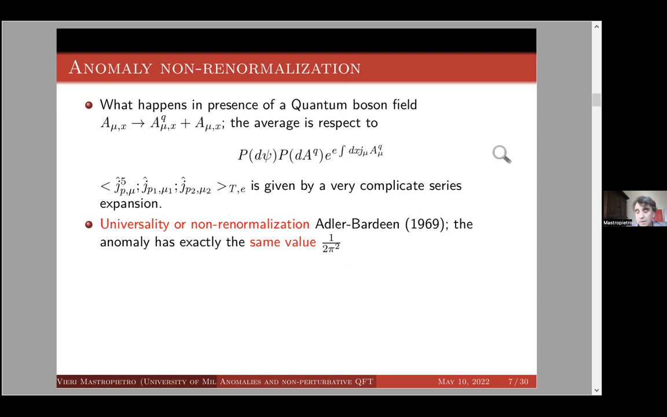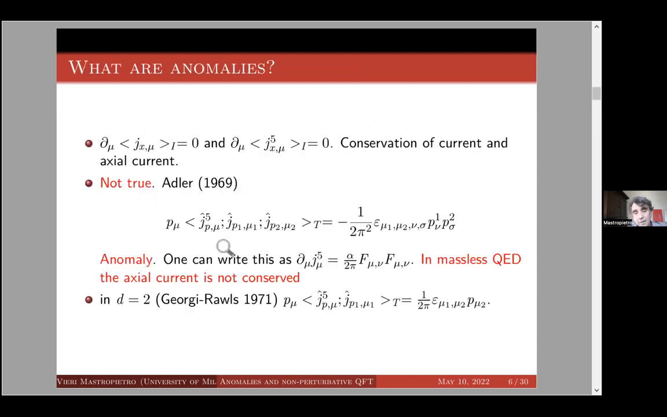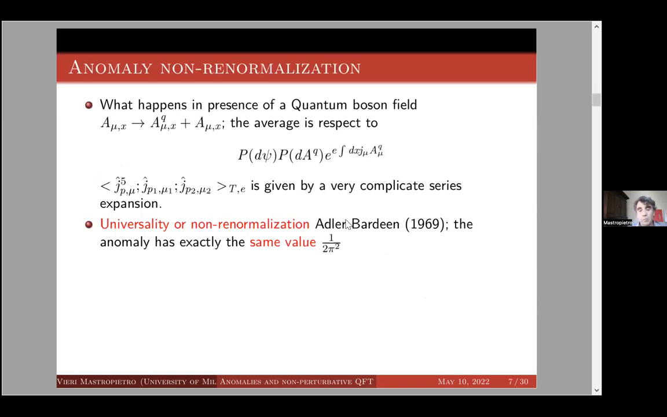Okay, so as I said, the model I've shown you before, these graphs here, is simply the average with respect to free fields. Now you can consider quantum fields. So now this becomes the three-point function for real quantum electrodynamics. You have infinitely many graphs. So in principle, you have something very complicated, but the result is universal. It's still 1/2 pi squared. All the radiative corrections disappear.